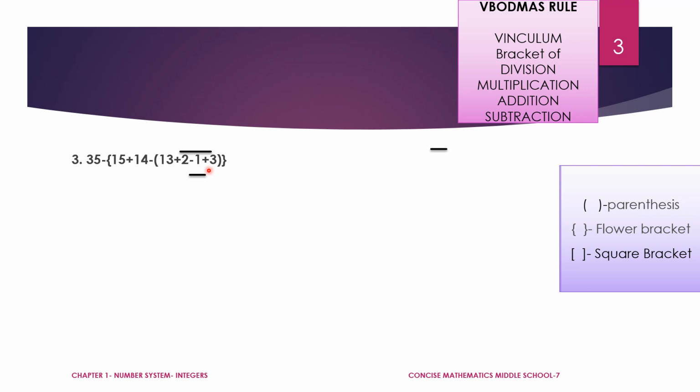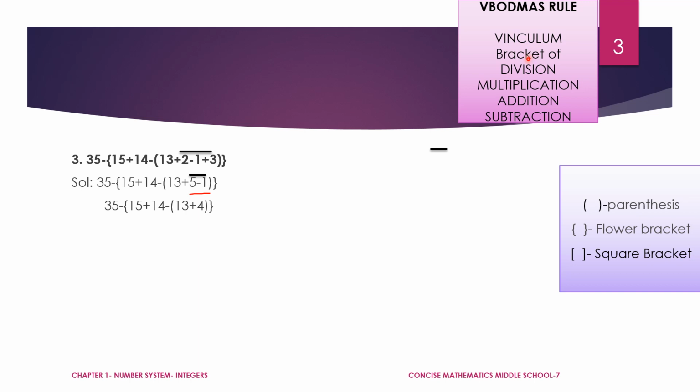While solving this vinculum, the first step is to add, because addition should be given the first preference. Division is not there, multiplication is not there, so addition should be given the first preference. When you add, 3 plus 2 becomes 5, minus 1, I am writing it as it is. Now we still have a vinculum on the top, so 5 minus 1 should be solved first. So 5 minus 1 becomes 4. Now we have completed all the vinculums, right?